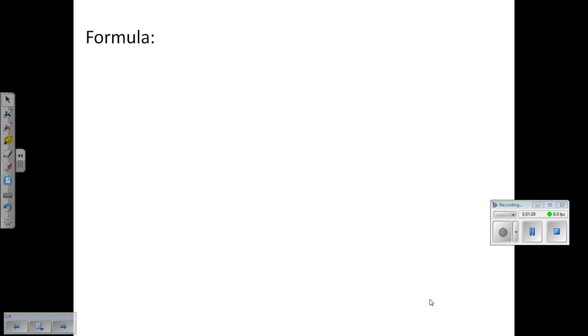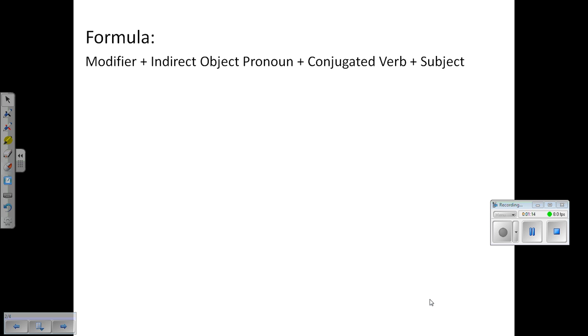So the formula for verbs like gustar, I would like you to write the formula, which is the modifier, indirect object pronoun, conjugated verb, and subject. So the formula for verbs like gustar is very different. Okay, I'm going to give you an example of this. The modifier is a mí. You've heard it. A mí me gusta, a ti te gusta, a ella le gusta.